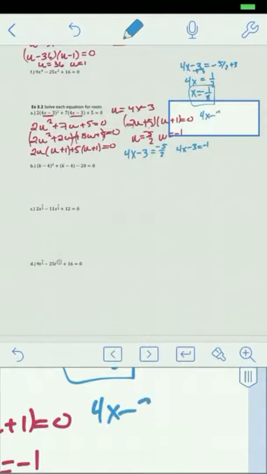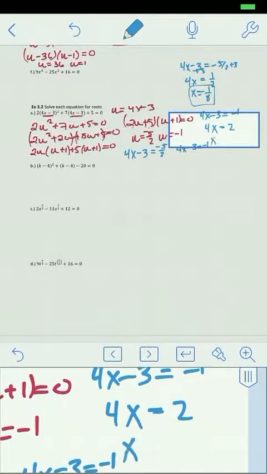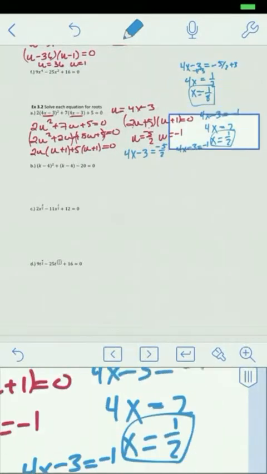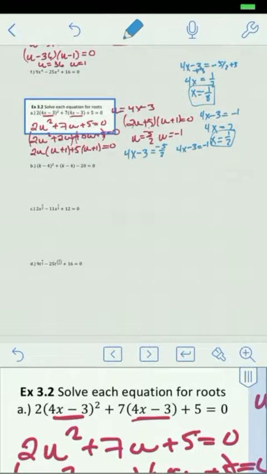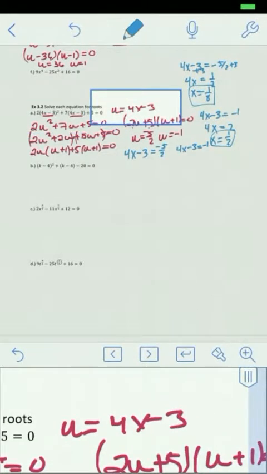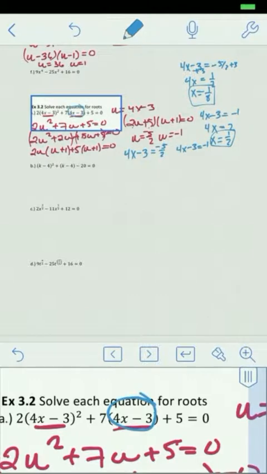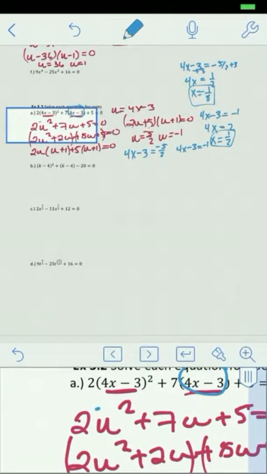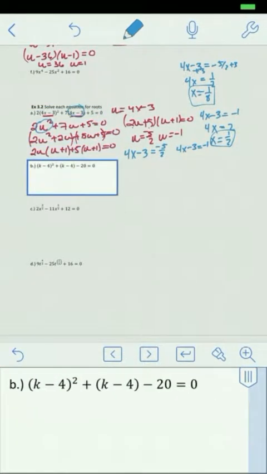Or, if 4x minus 3 is equal to negative 1, add 3 to both sides. 4x is equal to 2, and x is equal to 1 half. So you get 1/8 or 1 half as the answer to this problem. But the same idea applies. Change whatever's sitting in your b term to u, and then hopefully it ends up being quadratic in the beginning as well.